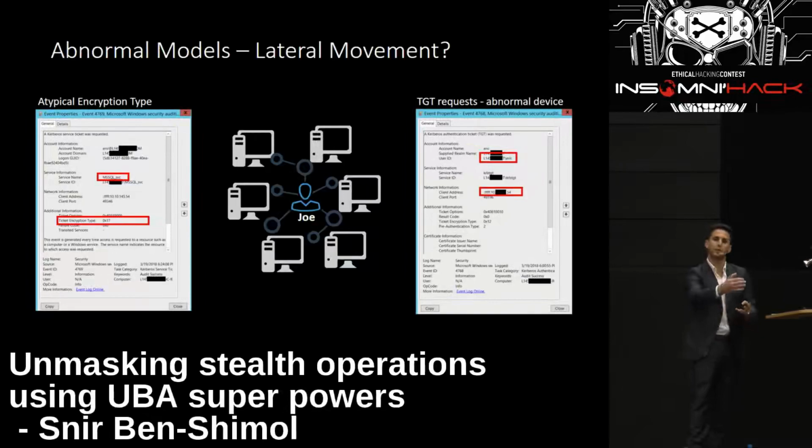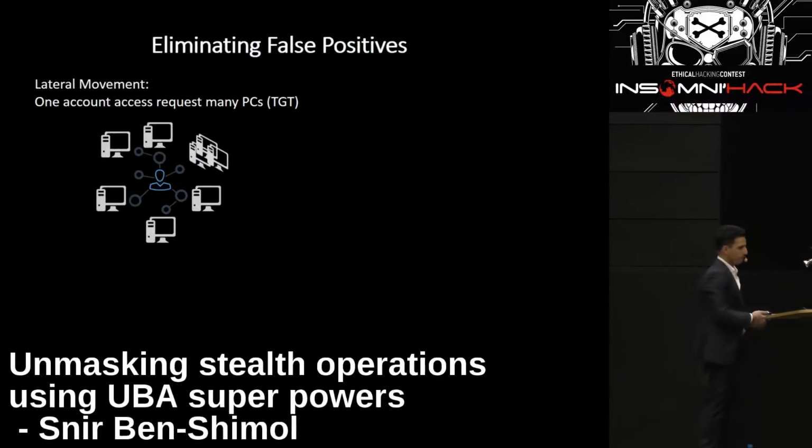So in order to identify the real, stealthy attacks, I want to learn which type of encryption we are using within the organization, in each segment, in each computer, in each user, okay? If I learn it, I will know where to look. And sometimes maybe it used RC4 encryption, but now it uses a stronger encryption. So this is abnormality. Eliminating the false positives here.